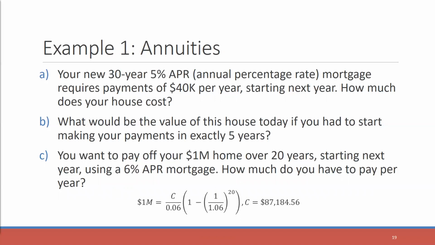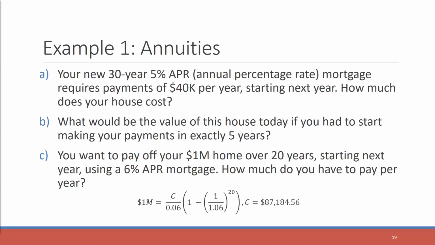Okay, two things you want to remember when you set this up. First, you know your N. In this example, your N is going to be 30. You also know your discount rate. In this example, your annual percentage rate is going to be 5%. And lastly, you actually know your C. In this example, the constant stream of cash flows that you're going to pay out is $40,000 per year. So when you set this up, you have everything you need to solve this as an annuity.